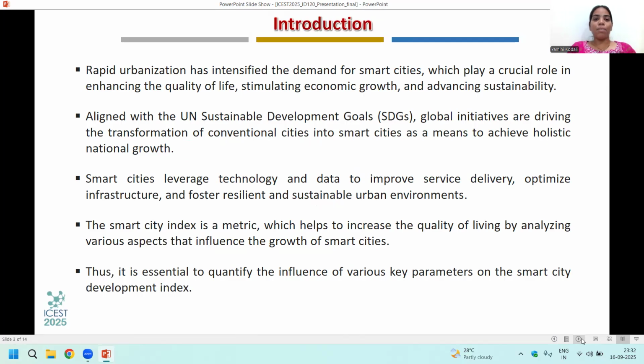Introduction. Rapid urbanization has intensified the demand for smart cities, which play a crucial role in enhancing the quality of life and advancing sustainability. Aligned with the United Nations Sustainable Development Goals (SDGs), global initiatives are driving the transformation of conventional cities to smart cities to achieve holistic national growth. Smart city technologies and data improve service delivery and foster resilience and sustainable urban environments. The Smart City Index is a metric which helps to increase the quality of living by analyzing various aspects that influence the growth of smart cities. Thus, it is very essential to quantify the influence of various key parameters on the Smart City Development Index.